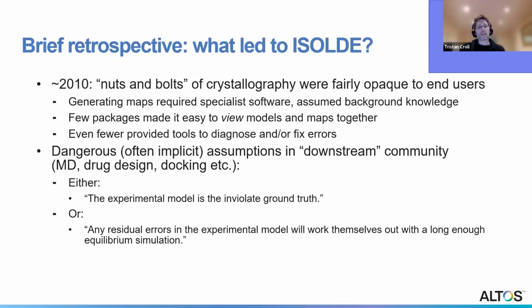And in the downstream community, of which I was very much one, there were some really, and there still persist, honestly, some dangerous and often never explicitly stated assumptions that essentially either the experimental model is the inviolate ground truth against which all simulations and all downstream modeling should be compared, or any residual errors in the experimental model are small enough to work themselves out with a long enough equilibrium molecular dynamic simulation.